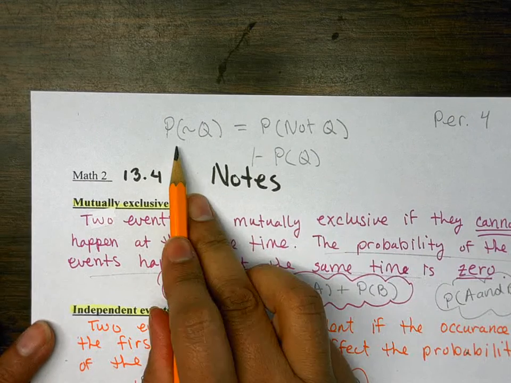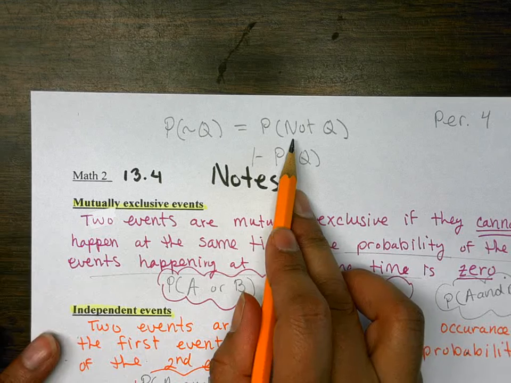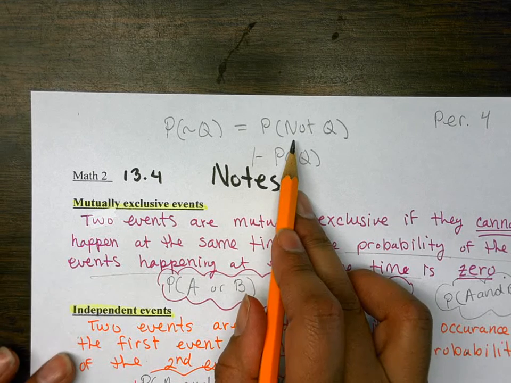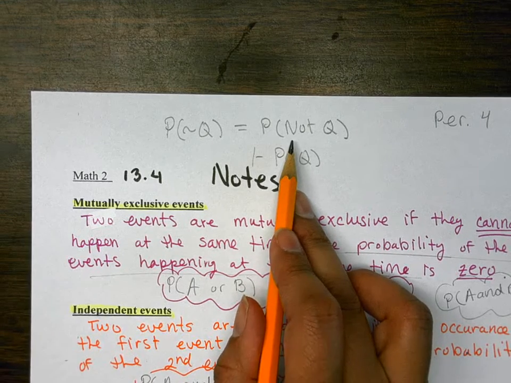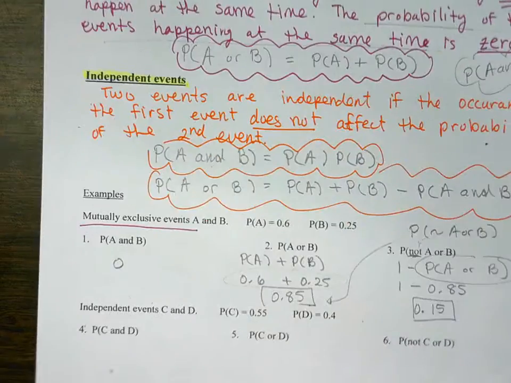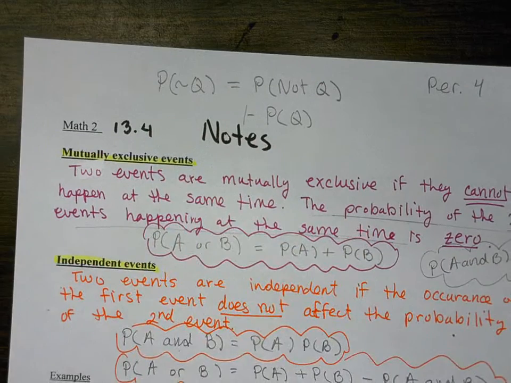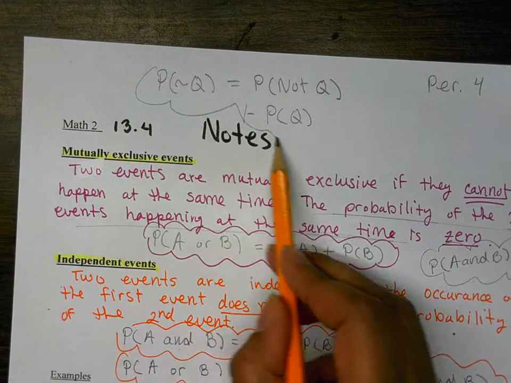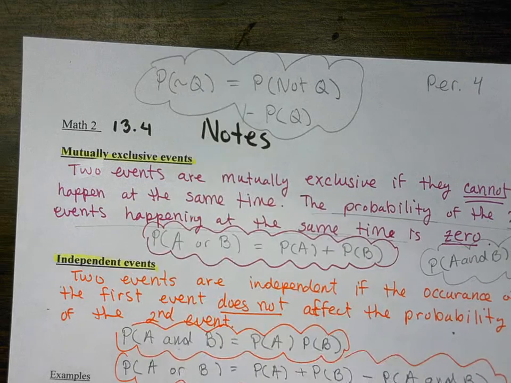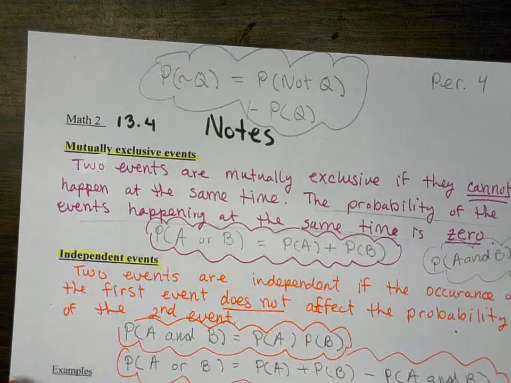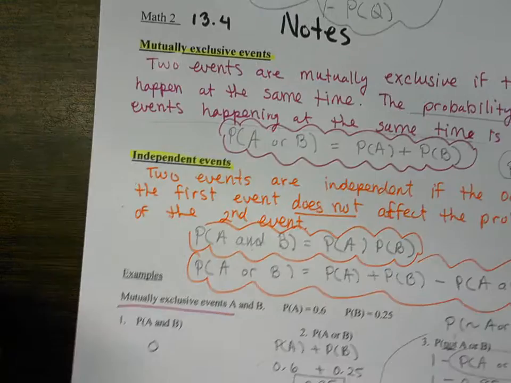So the tilde is equivalent to using what word? Not. Got it? Okay. So the tilde means not, and not means 1 minus it happening. Okay. Moving on. Next set of problems.